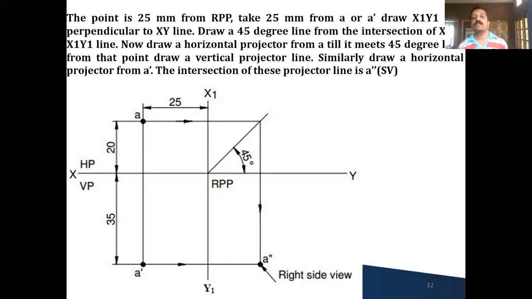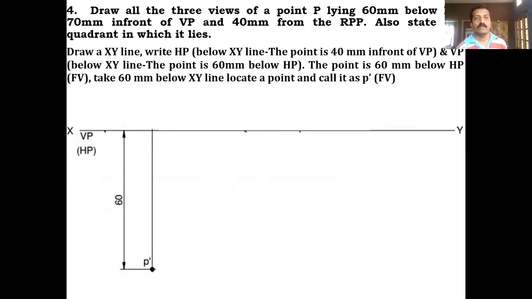So this completes your projection. At the end you have to name the side view. It's a right side view, which you will get on RPP. So this is the third quadrant. That means in total around 6 important exercises I have taken, wherein most of the things will be covered here. Okay, so coming to the next one.